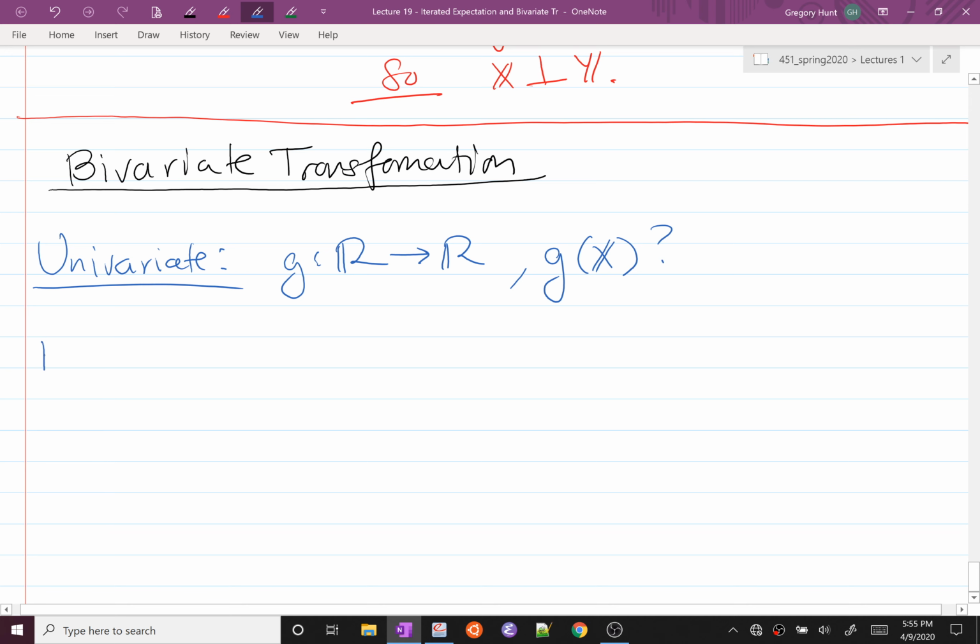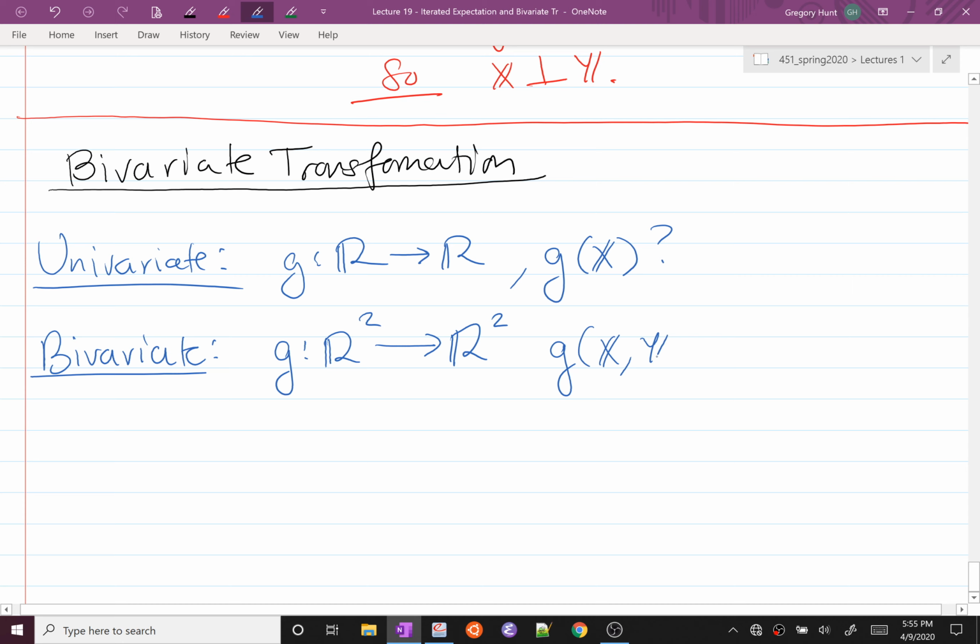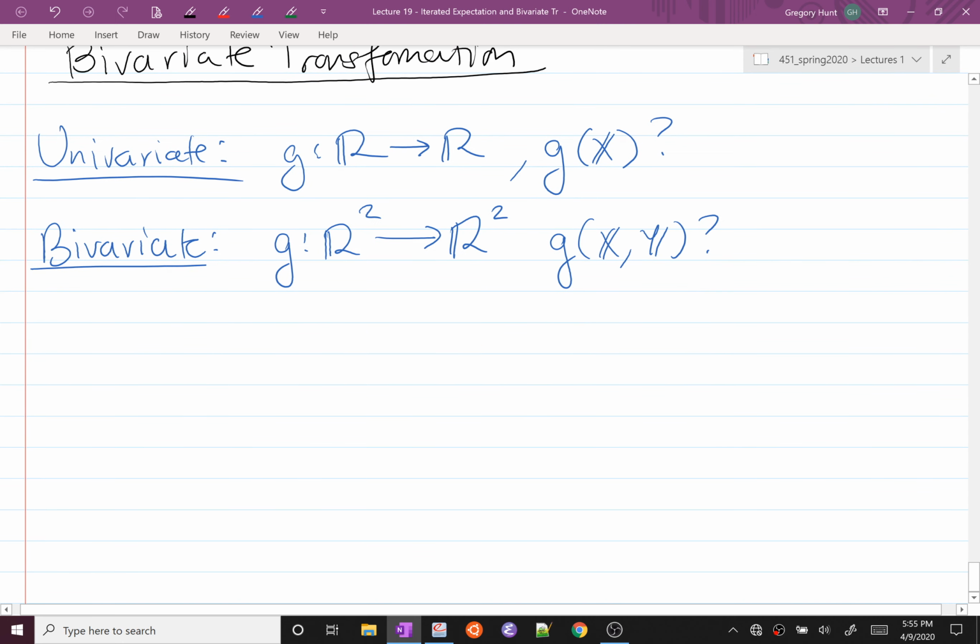And for the bivariate case, what if we take a function R2 to R2 and look at g of x comma y? What can we say about that? So that's what we're going to talk about today. And we're going to derive some theorems as we go through this that will look very similar and generalize all the stuff we said in the univariate case.